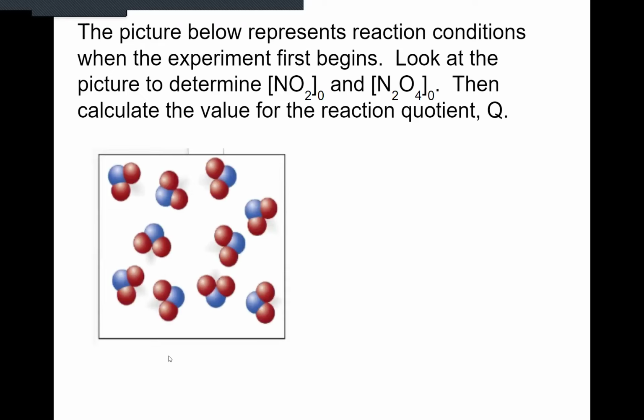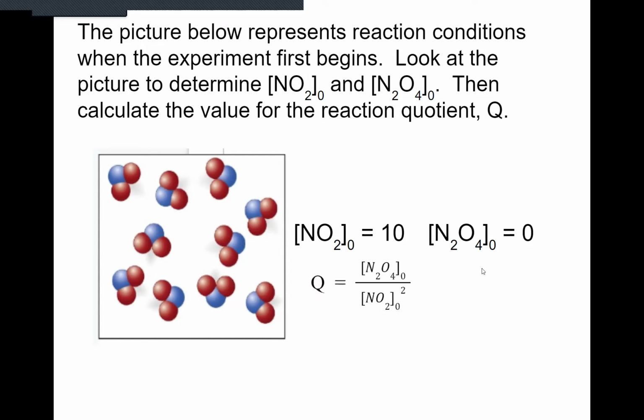Here's our initial picture. If it's a red sphere, it's oxygen. If it's a blue sphere, that's nitrogen. Look at all of these clusters of atoms. Every single one of them consists of one blue and two reds. They're all NO2. If I were to count them up, 1, 2, 3, 4, 5, 6, 7, 8, 9, 10, the concentration of NO2, I would have to say, is 10. The concentration of the product, N2O4, since I don't see any of them, would be 0.